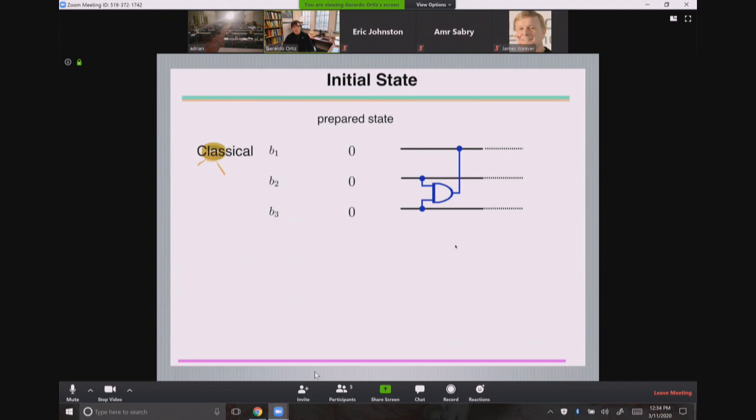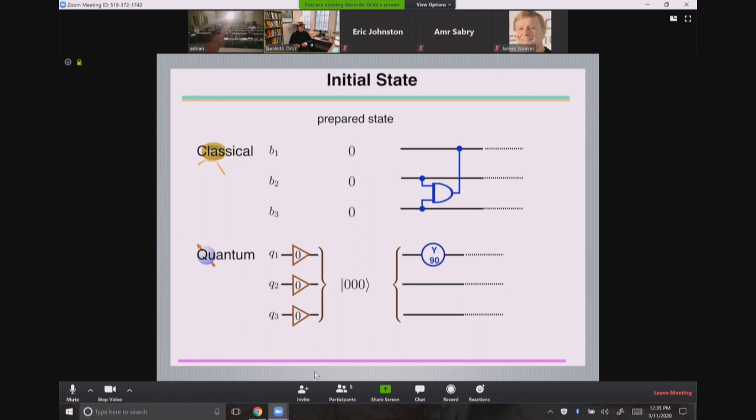Now you can ask, okay, how do I prepare my initial state? Classically, for example, you prepare your initial state, in this case of 3 bits, by essentially initializing all the bits to 0, for example, okay? Now, quantum mechanically, you can think exactly in the same way. In principle, you can prepare a string of bits 0, 0, 0, but you also have the possibility of preparing initial states which are superpositions, okay? But now, for the sake of the argument, we can simplify and we can think that our initial state is going to be this string of zeros, okay?